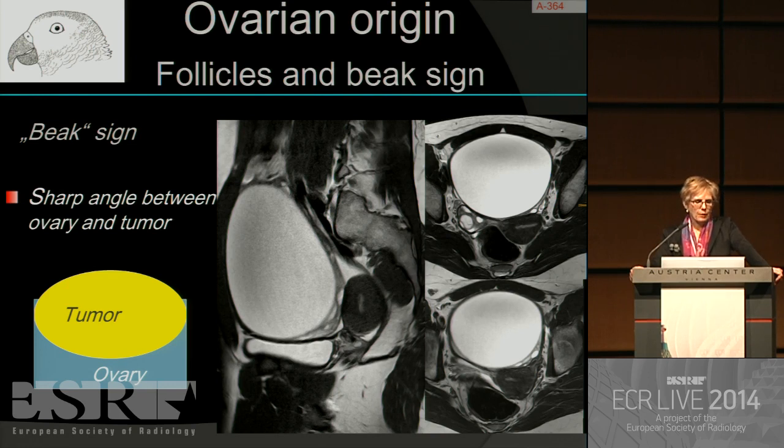This is where we look for follicles and the beak sign. And the beak sign presents a sharp angulation between the ovary or remnant ovarian tissue and the tumor.